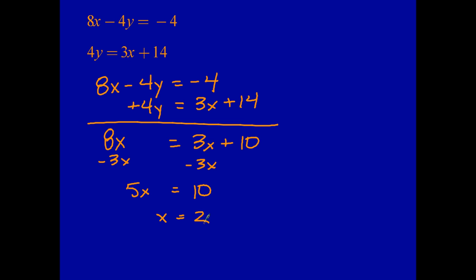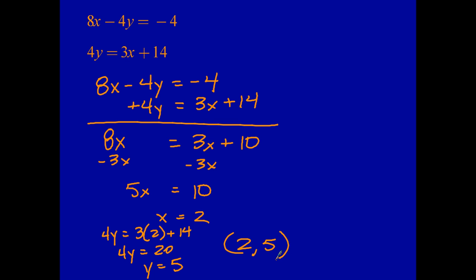Okay, and then from there I can say 4y is equal to 3 times 2 plus 14, so 4y is going to be equal to 6 plus 14 is 20, so y is equal to 5. So I would get 2 comma 5.